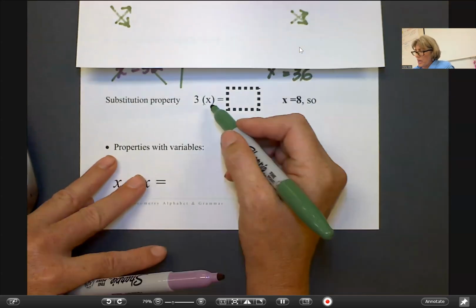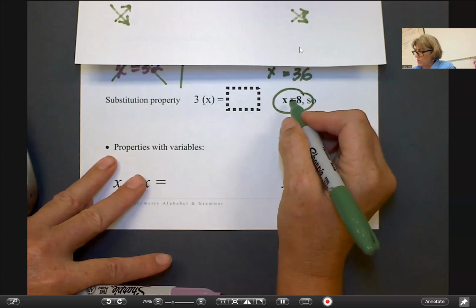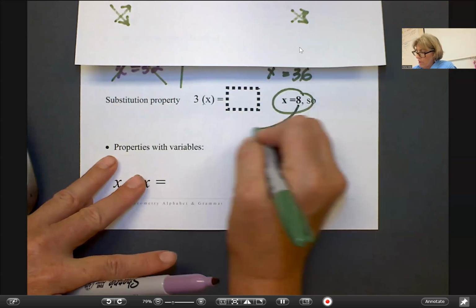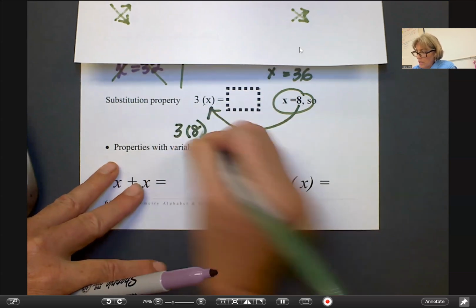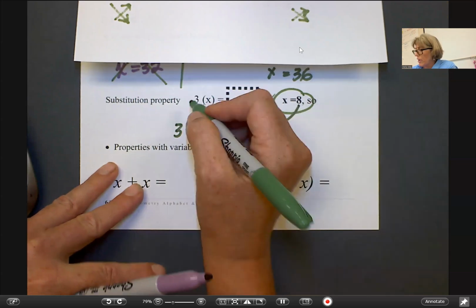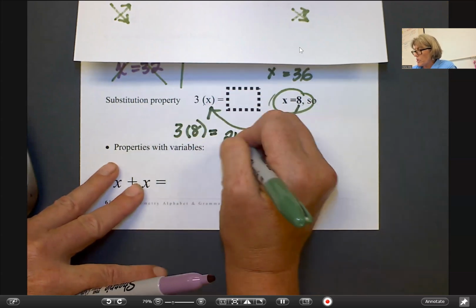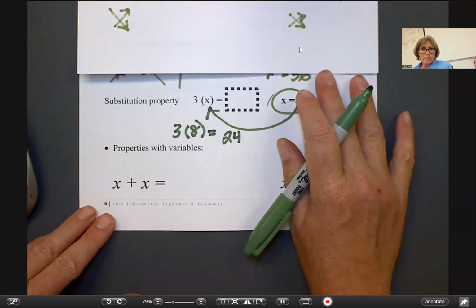Substitution, if I have 3x equals something and I define my value of x, I'm going to circle it, draw an arrow, plug it in. Notice what I did, circle, arrow, plug, get used to that. Substitution property says, therefore, my answer is 24.